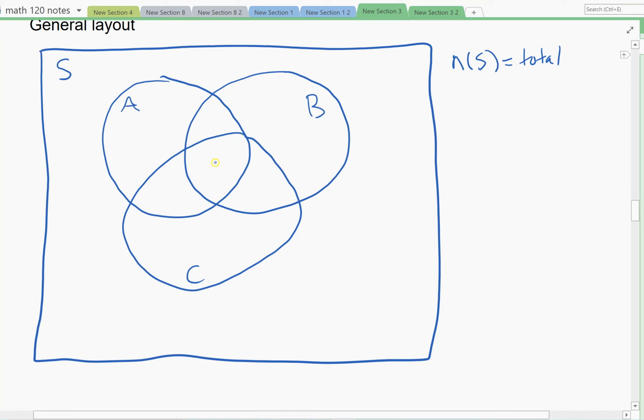Then we have regions, and there are actually 8 regions, and I'm going to label them starting with the middle. So this middle part is region 1, then region 2, region 3, region 4, region 5, region 6, region 7, and then outside here is region 8. Those regions we're going to fill in with numbers. How many people or objects land in those subset groups? We're going to label what they are.